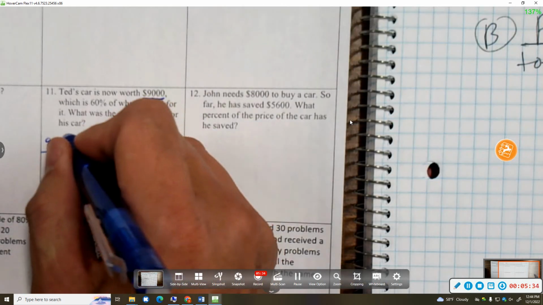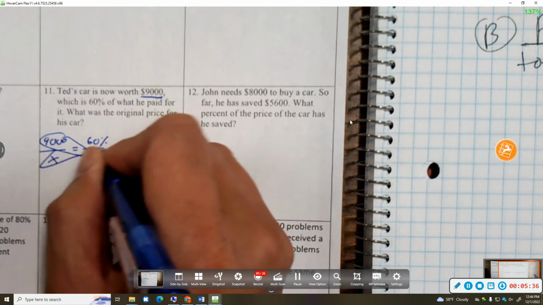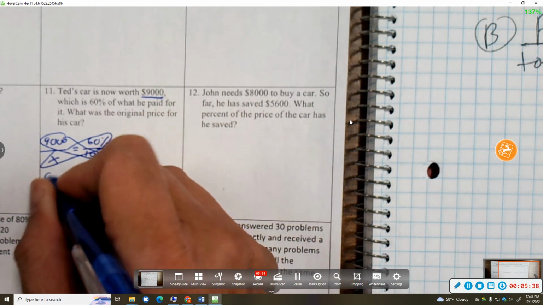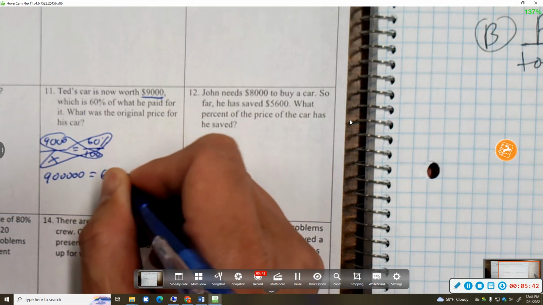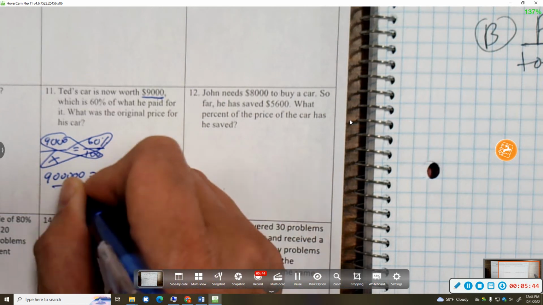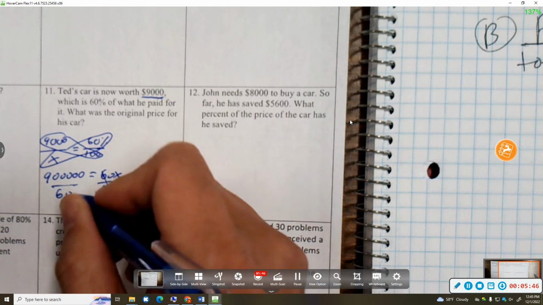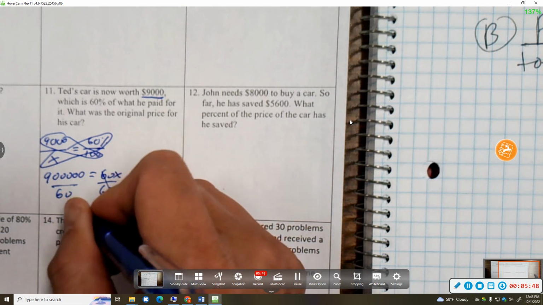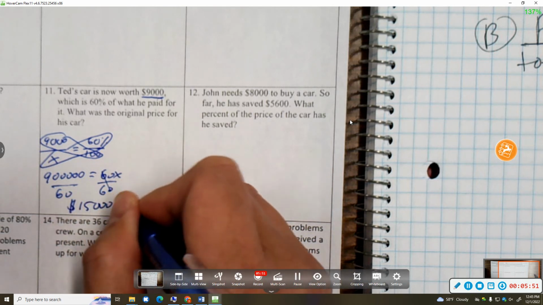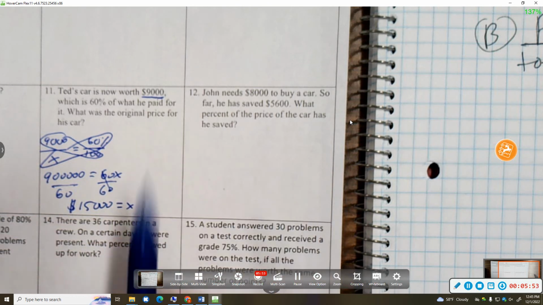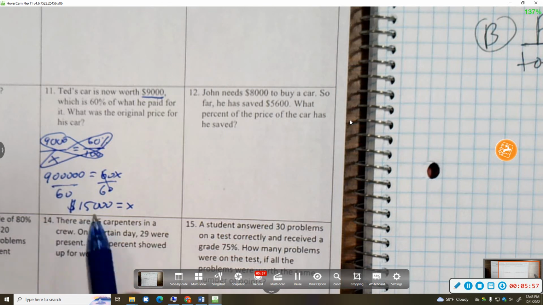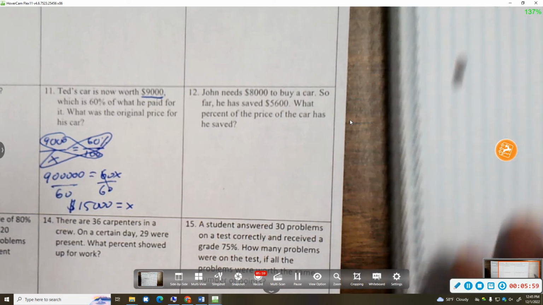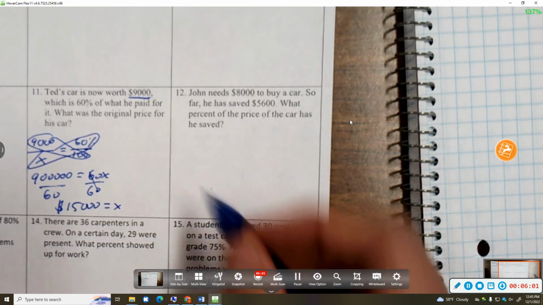So let's go ahead and cross multiply. That will give me 9 times 1, 2, 3, 4, 5 is equal to 60x. Divide by 60. You can use your calculator to speed things up. Your final answer is $15,000. And you always want to check to see if that makes sense. Yeah, it makes sense. Since it's 9,000 now, and the original price was more, so 15,000. And there you go.